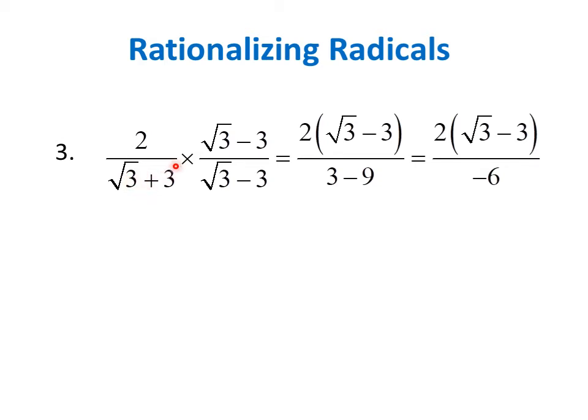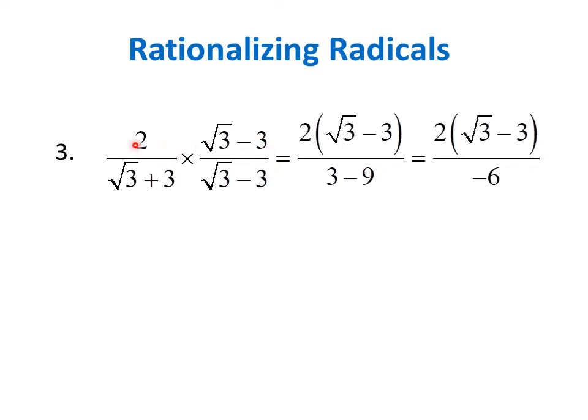The conjugate is another binomial with the same terms, square root of 3 and 3, but the operation should be minus. That is the opposite operation. So the conjugate is square root of 3 minus 3. And then we have to multiply that conjugate to both numerator and denominator.